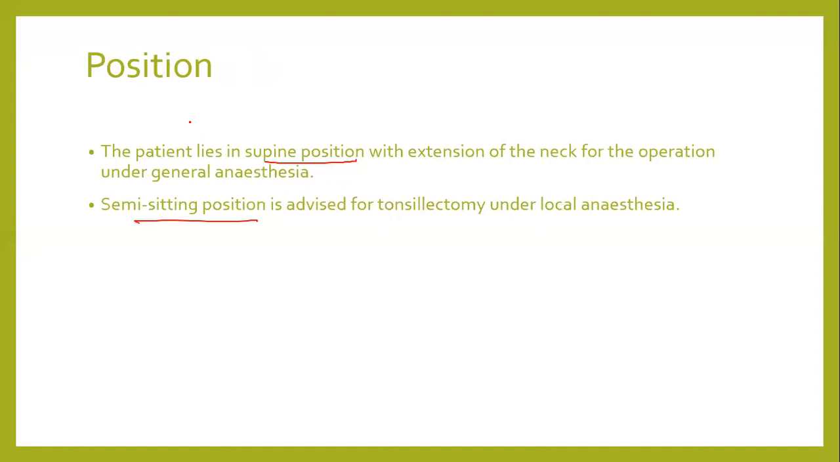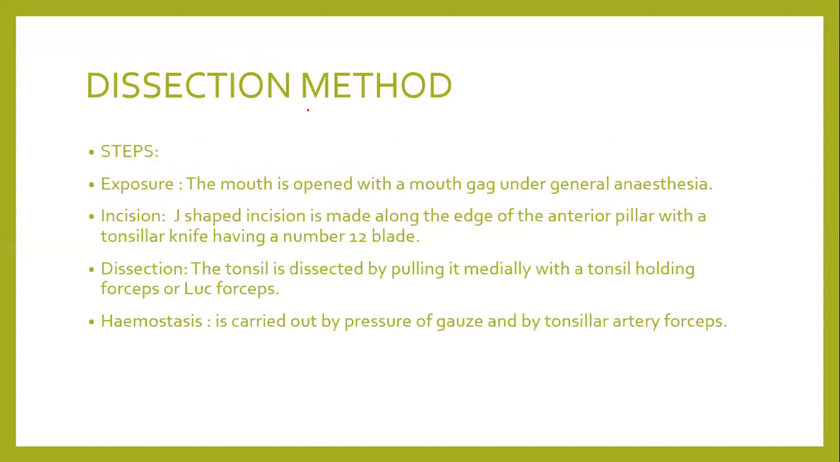First is the dissection method. Dissection means we have to remove that tonsil. The steps include, first of all, exposure. The mouth is opened with a mouth gag under general anesthesia. Incision: a J-shaped incision is made along the edge of the anterior pillar with the tonsil knife having number 12 blade. Dissection: the tonsil is dissected by pulling it medially with the tonsil holding forceps or loop forceps. Hemostasis is carried out by pressure of gauze and by tonsillar artery forceps.